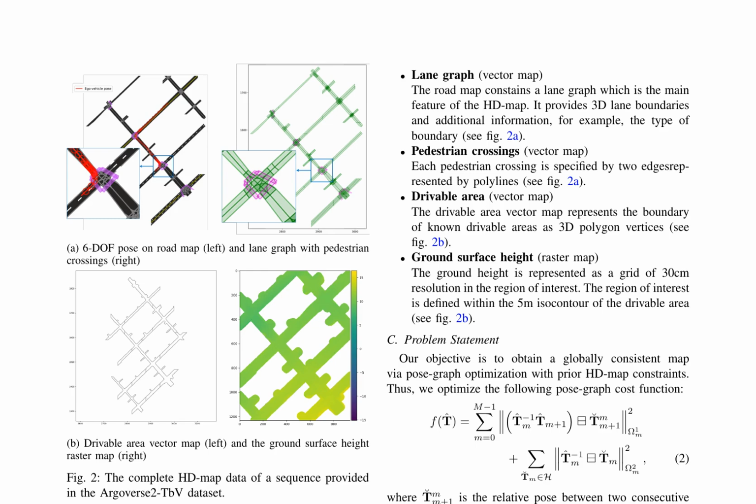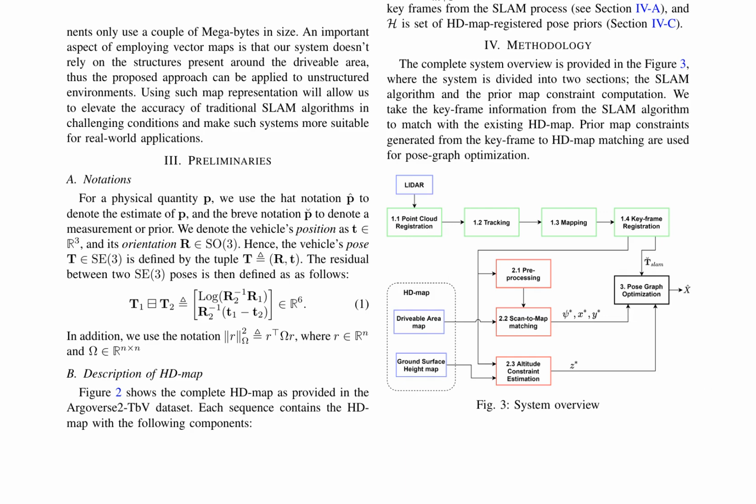The authors introduce notations for physical quantities, estimates, and measurements, and define the vehicle's pose as a tuple of position and orientation. They also define the residual between two SE3 poses and the notation for the norm of a vector. The HD map components are described, including lane graphs, pedestrian crossings, drivable areas, and ground surface height maps. The authors then formulate the problem statement as optimizing a pose-graph cost function with prior HD map constraints.